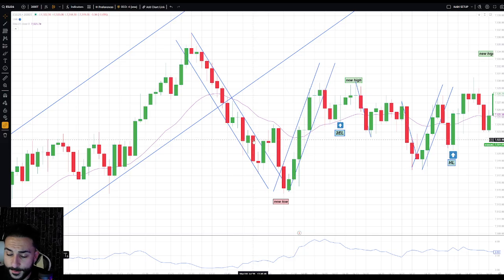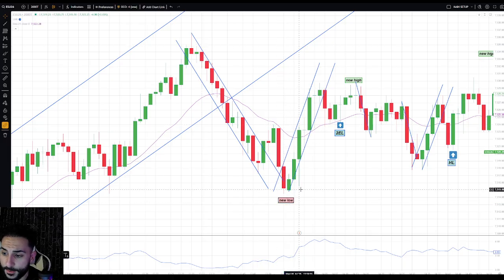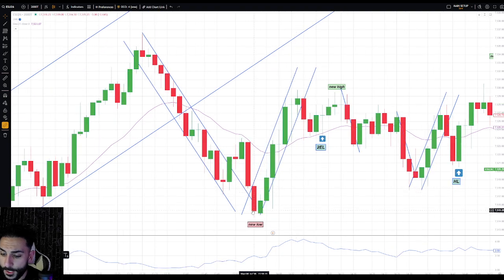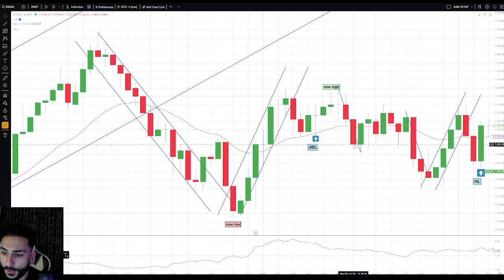This was after FOMC was released, and we have to wait for this downtrend to play out before looking to take longs. So this downtrend had a break, nice push up, new low. So now it's safe to look for long setups. We had a nice significant push higher, and now we're looking for a second entry long.